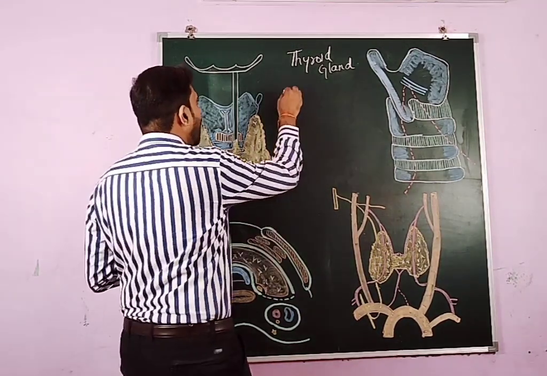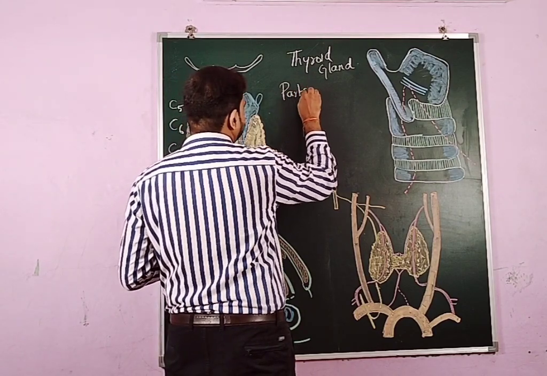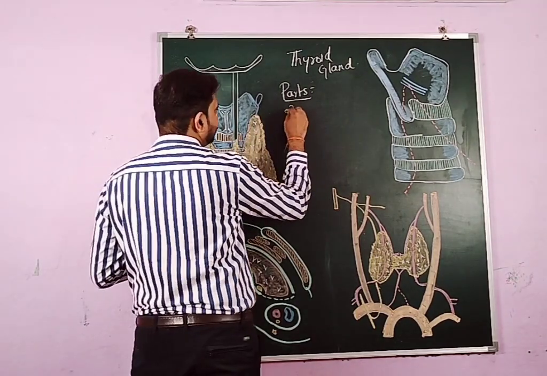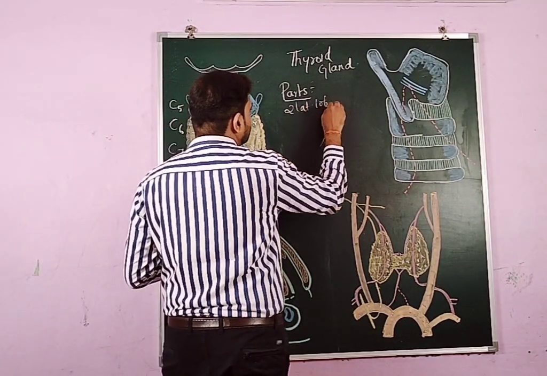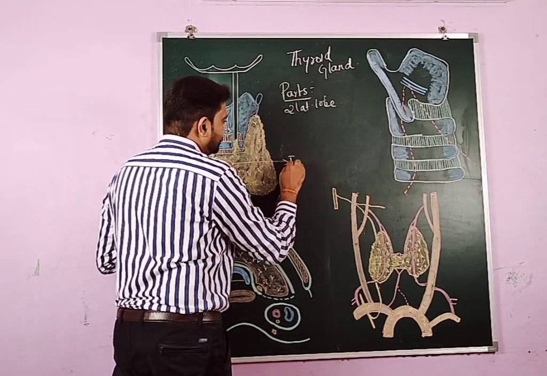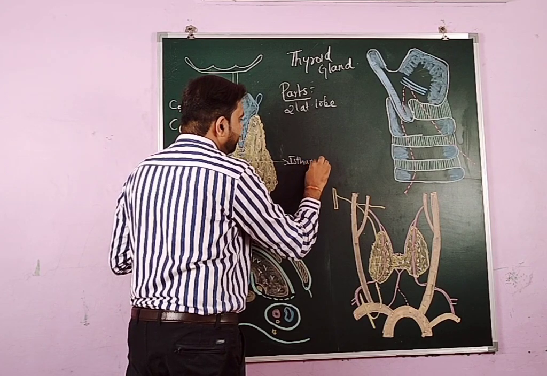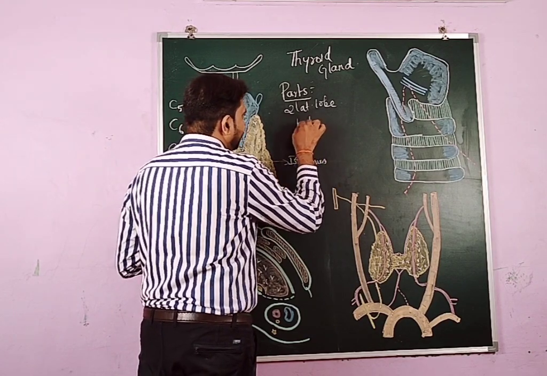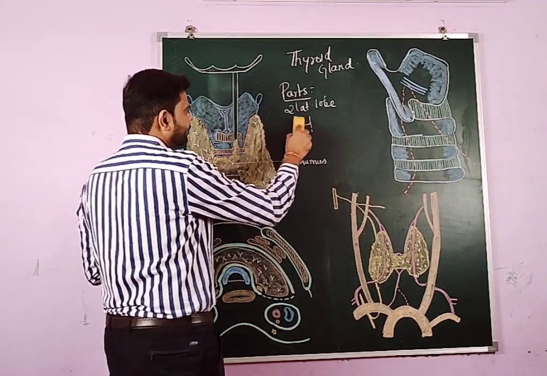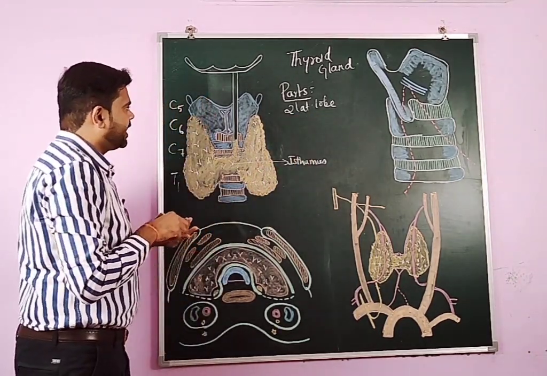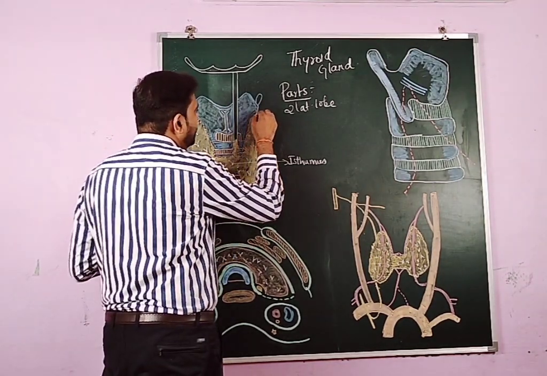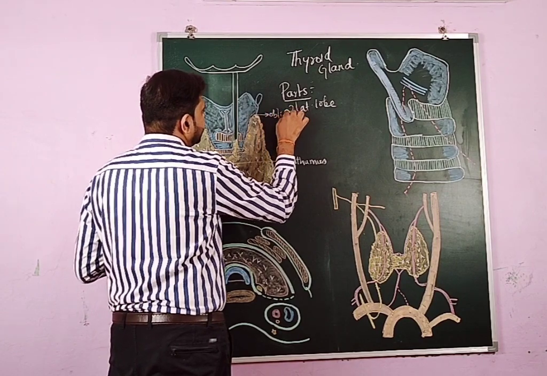If you talk about the parts of the thyroid gland, it consists of two lateral lobes, and these two lateral lobes are connected across the midline by the isthmus. So if we see the shape of the gland, it's somewhat H shaped. If we see the extension, the lateral lobe extends above up to the oblique line of thyroid cartilage.